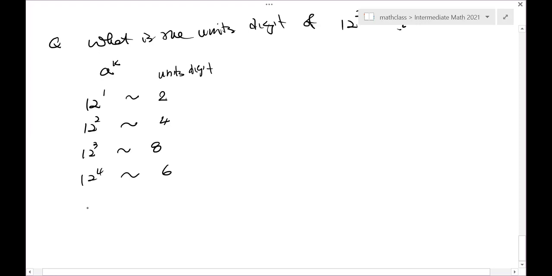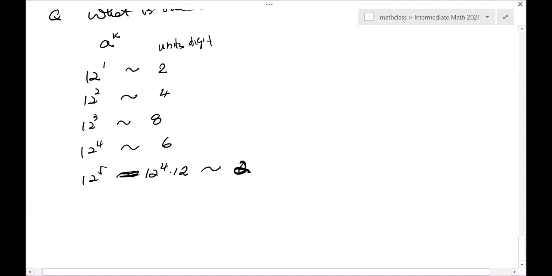However, 12 to the 5th is 12 to the 4th times 12. The units digit of 12 to the 4th is 6, and 6 times the units digit of 12, 6 times 2, gives the last digit 2. So you get a periodic function.